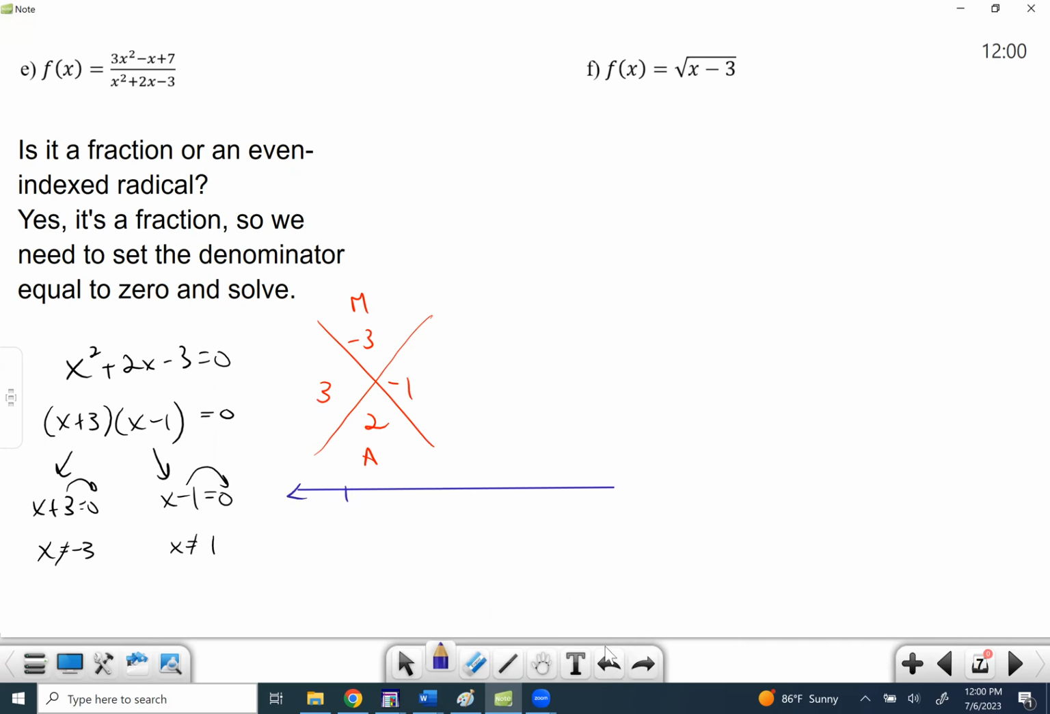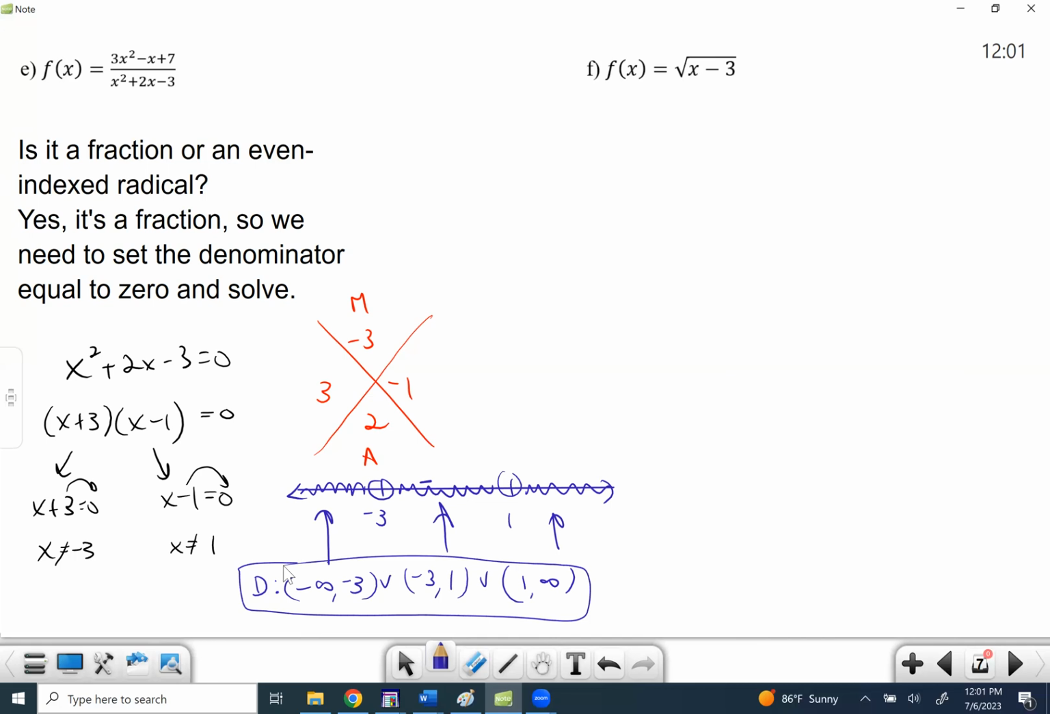Should probably move that over a little bit, you guys. -3 is a no. 1's a no. But everything this way is good. Everything this way is good. And everything here. So it looks like our domain, we describe each piece, is going to be -infinity to -3, union -3 to +1, union 1 to infinity.